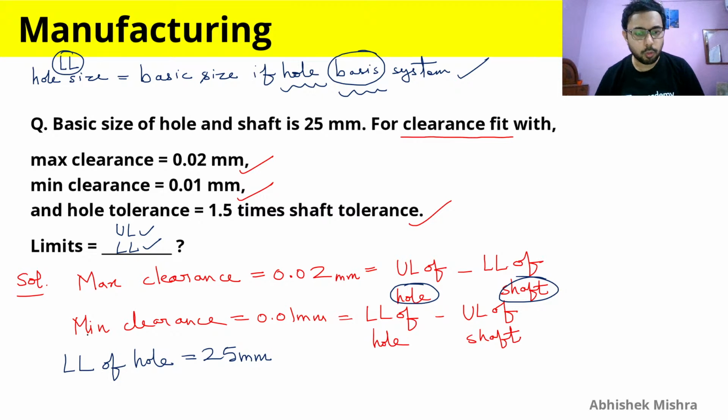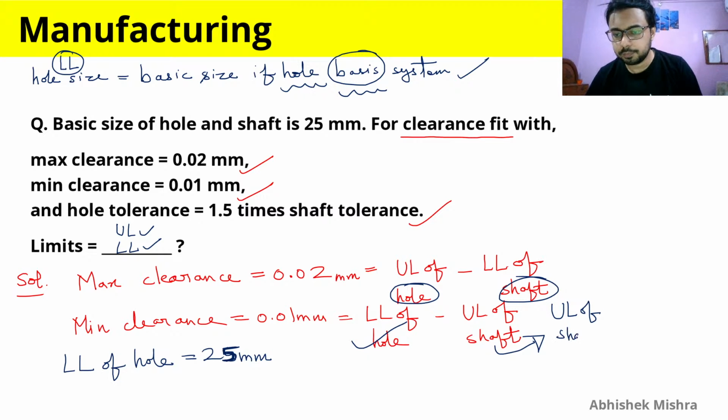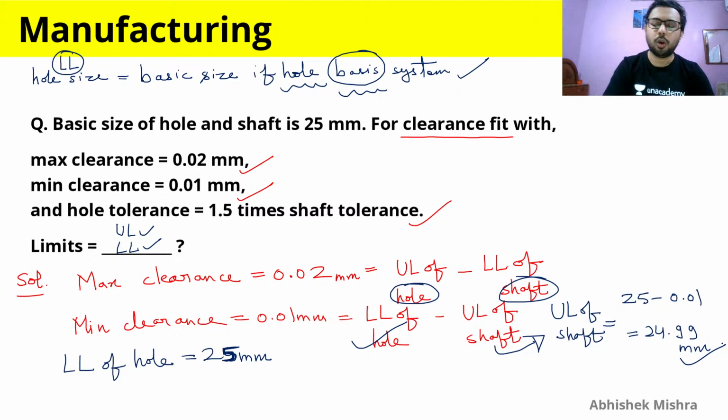So this is the lower limit of hole, and after this we can find from minimum clearance the upper limit of shaft. So upper limit of shaft, what will it become? Upper limit of shaft will be lower limit of hole minus minimum clearance. So lower limit of hole is 25 minus minimum clearance, so it is coming out as 24.99 mm. So this is the upper limit of shaft, and lower limit of hole we have just written here.